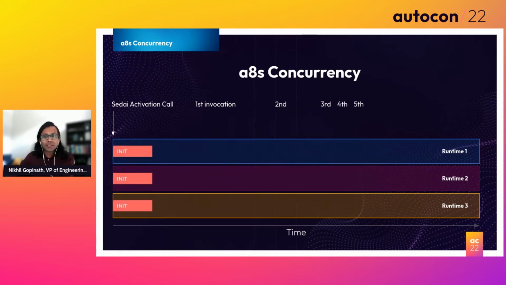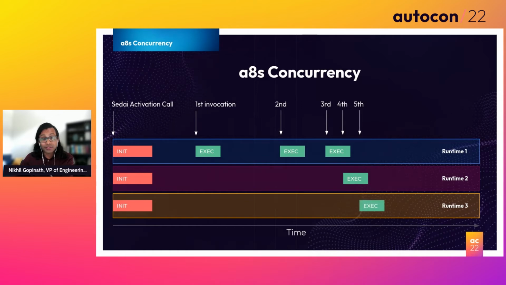So what Sedai does is, behind the scenes, similar to provisioned concurrency, Sedai makes activation calls that keep the runtime warm, right? The runtime is ready before the first invocation comes in. So again, similar to provisioned concurrency, the first request, the second request, the third request, they all go to the first runtime, no cold starts. The fourth one goes to the second runtime, no cold start, and the fifth one, again in this case, goes to the third runtime, and there is no cold start in this particular case.